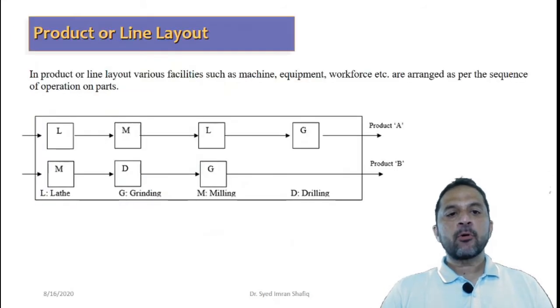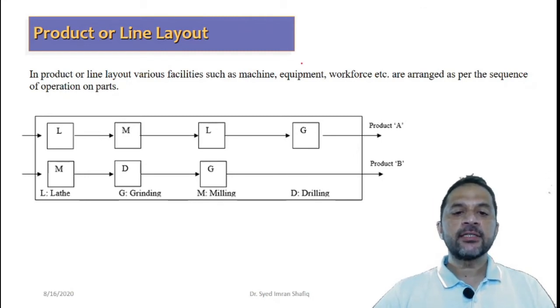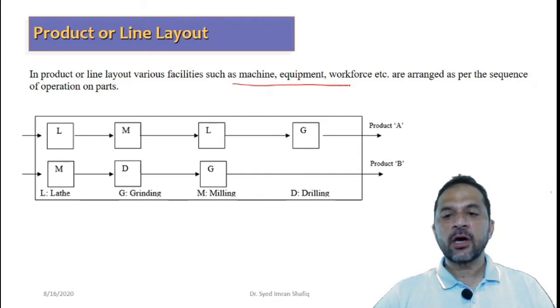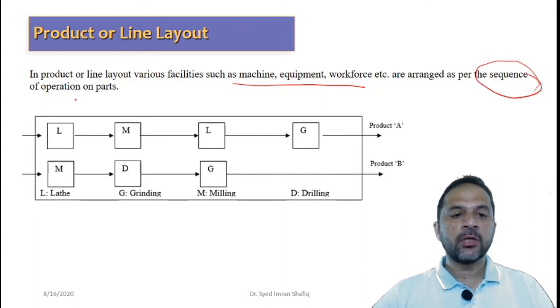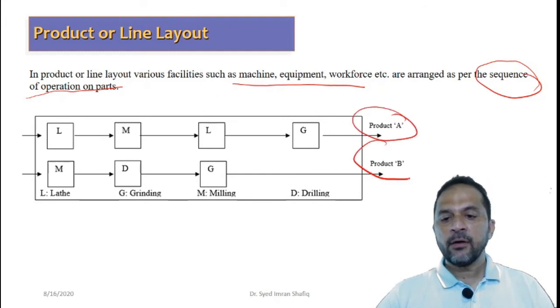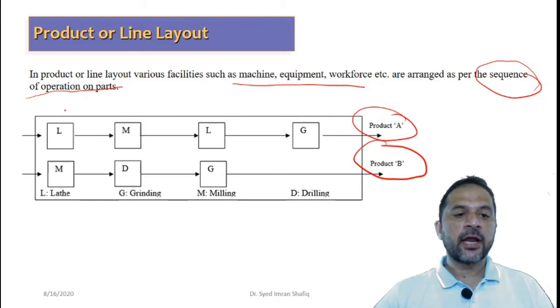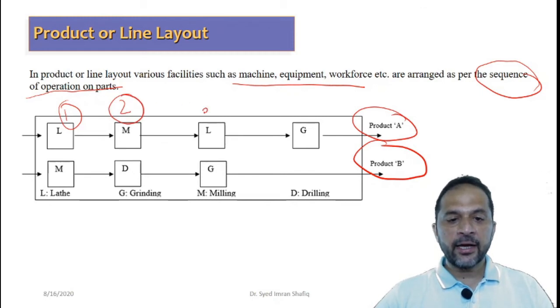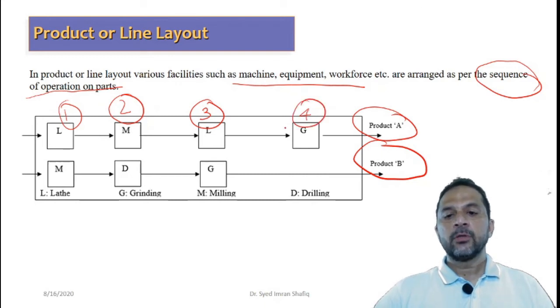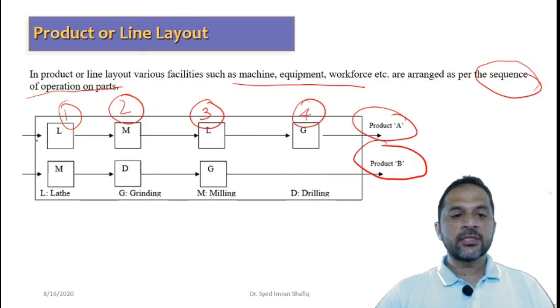Now the next one is the product or line layout. In a product or line layout, various facilities such as machine equipment and workforce are arranged as per the sequence of operation on the part. As we can see in this figure, this is product A, and this is product B. For product A, the first operation is carried out on lathe, the second operation is carried out on milling, the third operation is again carried out on lathe, and the fourth operation is carried out on the grinding machine. So for every operation there is a separate machine.